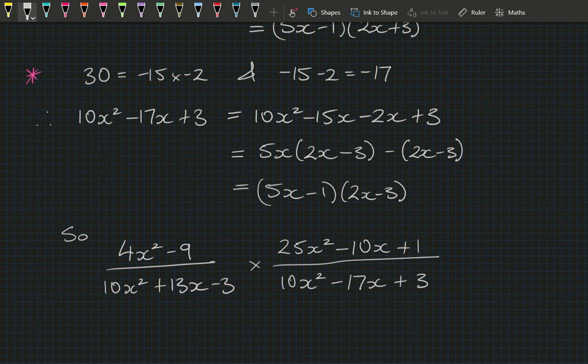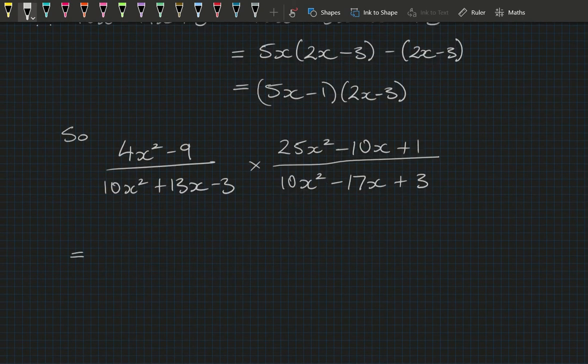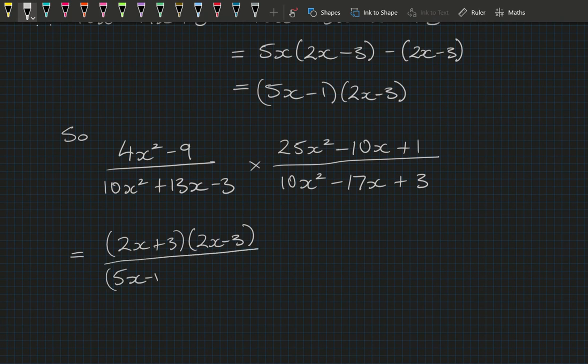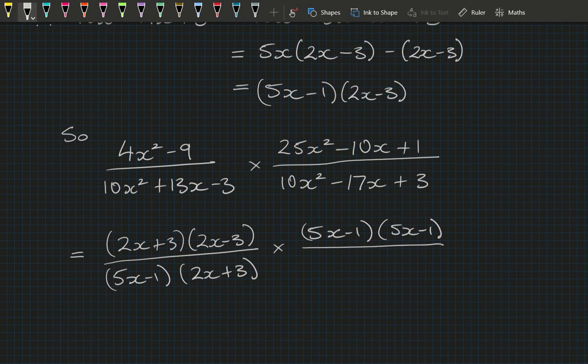And we can substitute in 2x plus 3 times 2x minus 3 for our 4x squared minus 9. And for the 10x squared plus 13x minus 3, we can substitute in 5x minus 1 times 2x plus 3. And for the 25x squared minus 10x plus 1, we can substitute in 5x minus 1 times 5x minus 1. And for the 10x squared minus 17x plus 3, we'll substitute in 5x minus 1 times 2x minus 3. So we've factored all those quadratics.